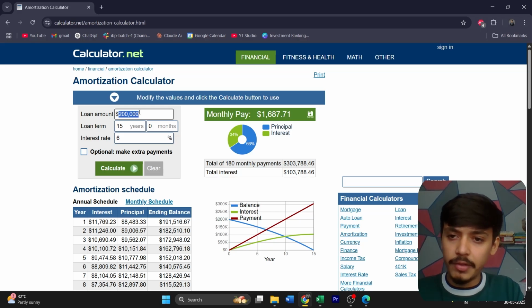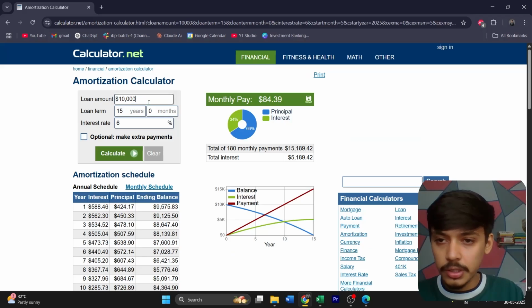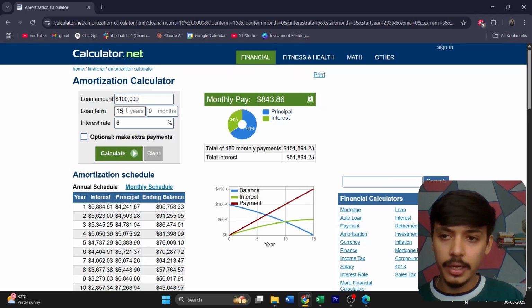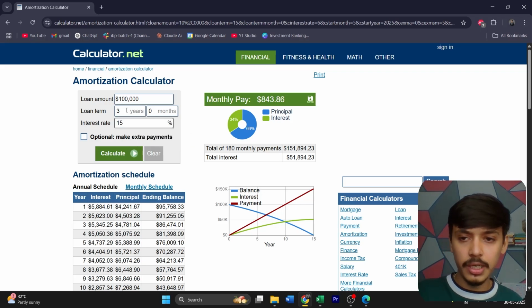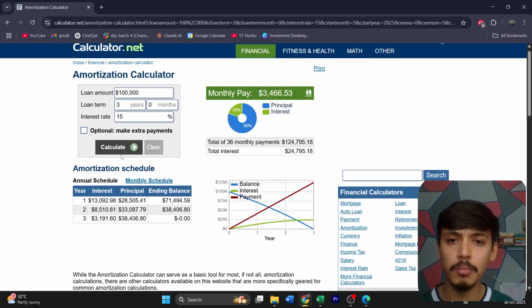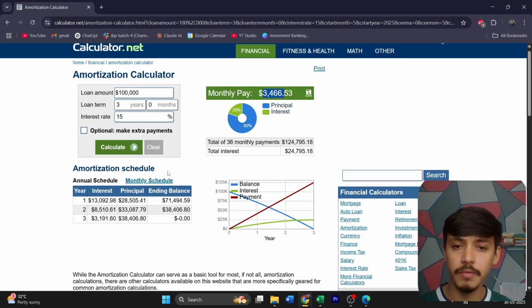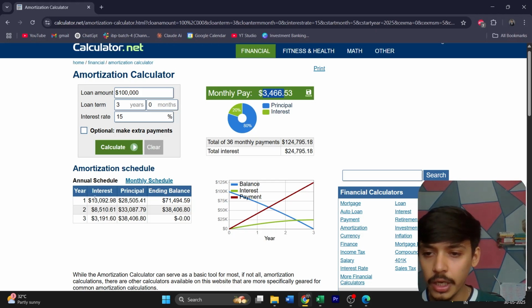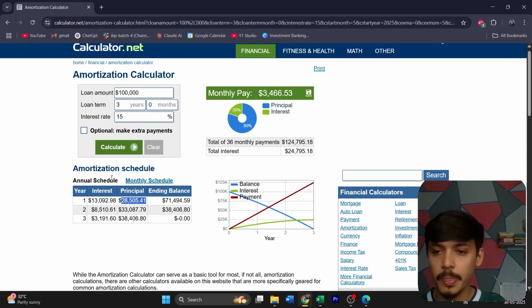So here in year one, we are taking 1 lakh as our loan. Sorry, this is 10,000, this is 1 lakh. And we are taking this loan for 3 years, and we are going to pay 15% interest on it. Now we need to press the calculate button. So here we have our monthly payment amount, which is 3,466 rupees, and the interest and principal division is given below. So in year one, you are going to pay 13,092 as your interest amount, and your principal will be 28,505. This is on annual basis.